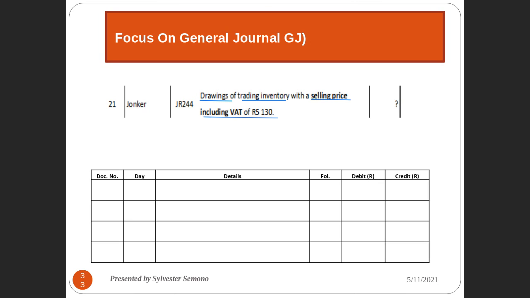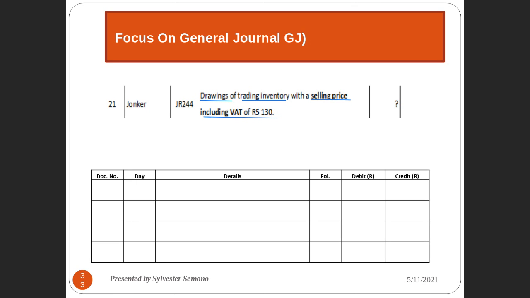Now the first thing that I want you to remember, know that if the owner is taking the trading stock from the business, it doesn't mean that the business is selling to the owner. No, the business is not selling to the owner. The owner just took that particular trading stock. Yes, the trading must exclude VAT at the end of the day. So it means if they gave you the selling price, do not use the selling price. Always use the cost price.